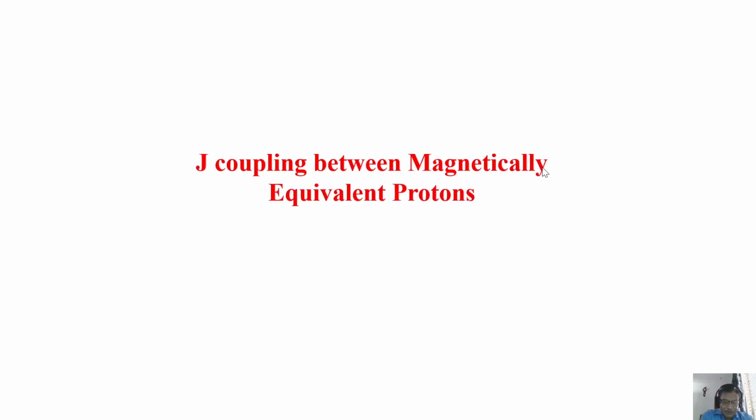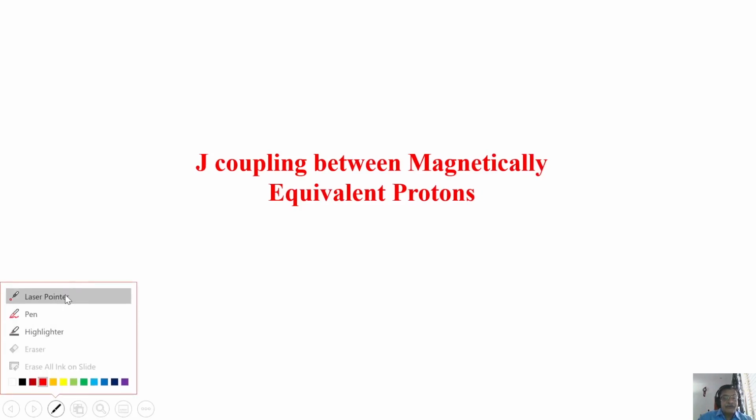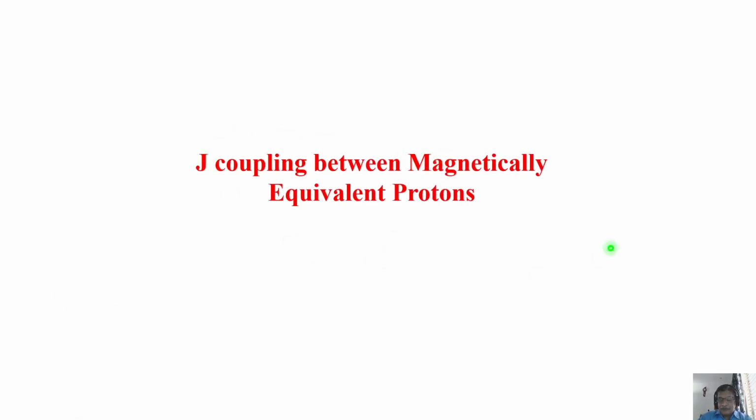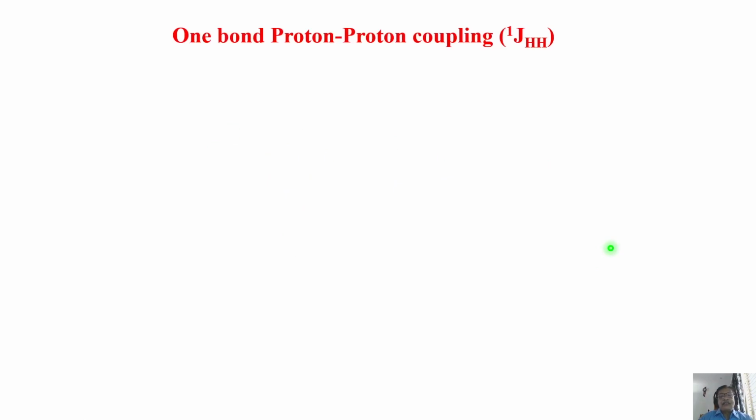Now, one important thing we should know is the J coupling between equivalent spins. For example, consider proton-proton 1J HH. That is, in the hydrogen molecule, there are two protons joined by a single bond. Two hydrogen atoms joined by a single bond. Now, if I take the NMR spectrum of that, we'll get a single peak.